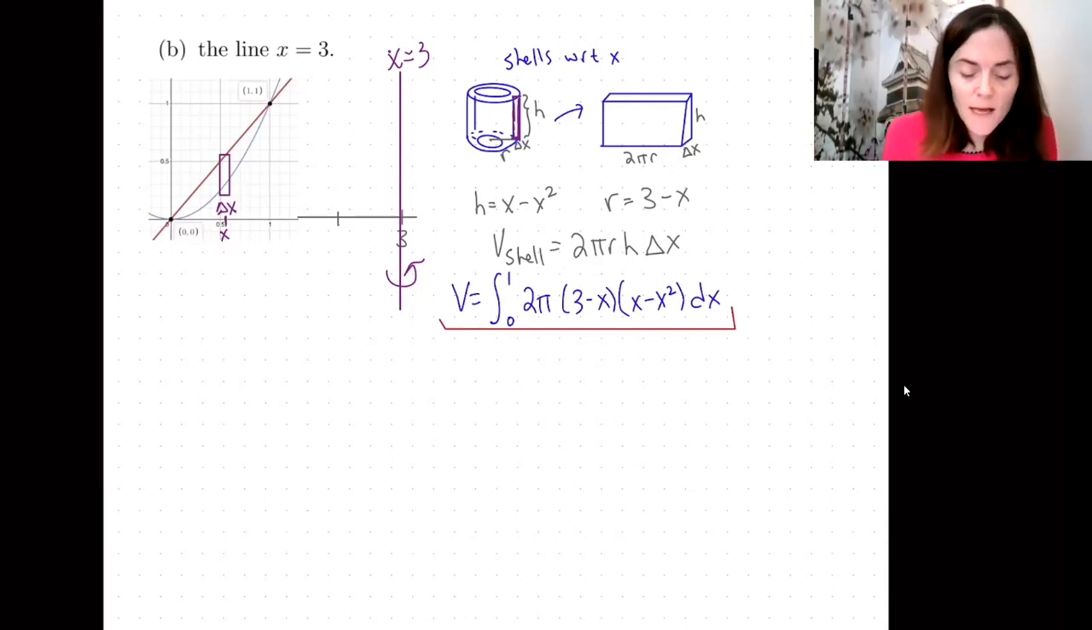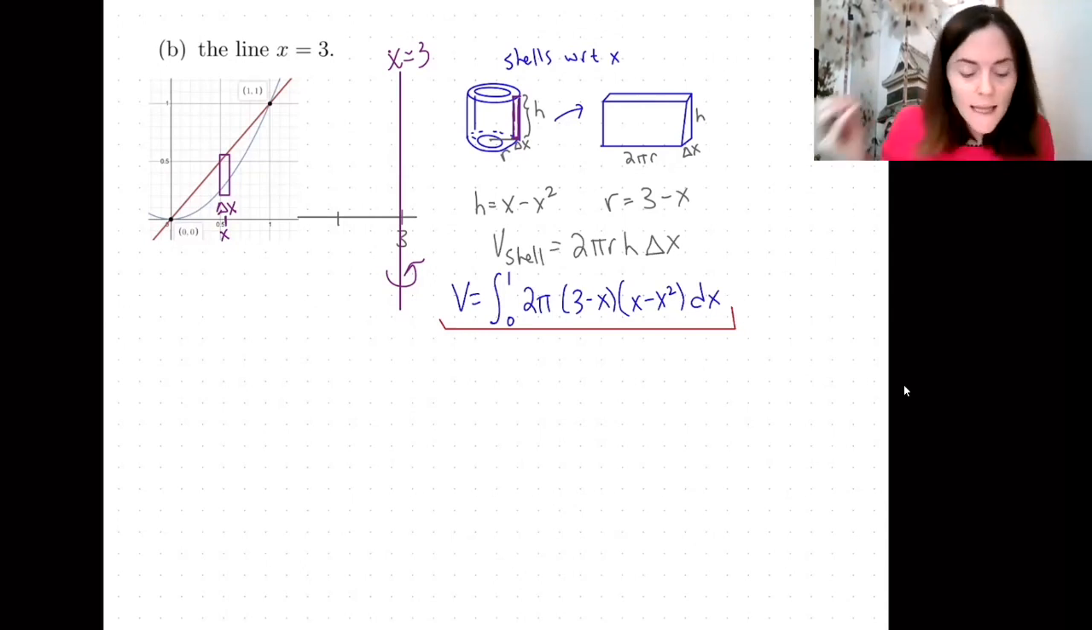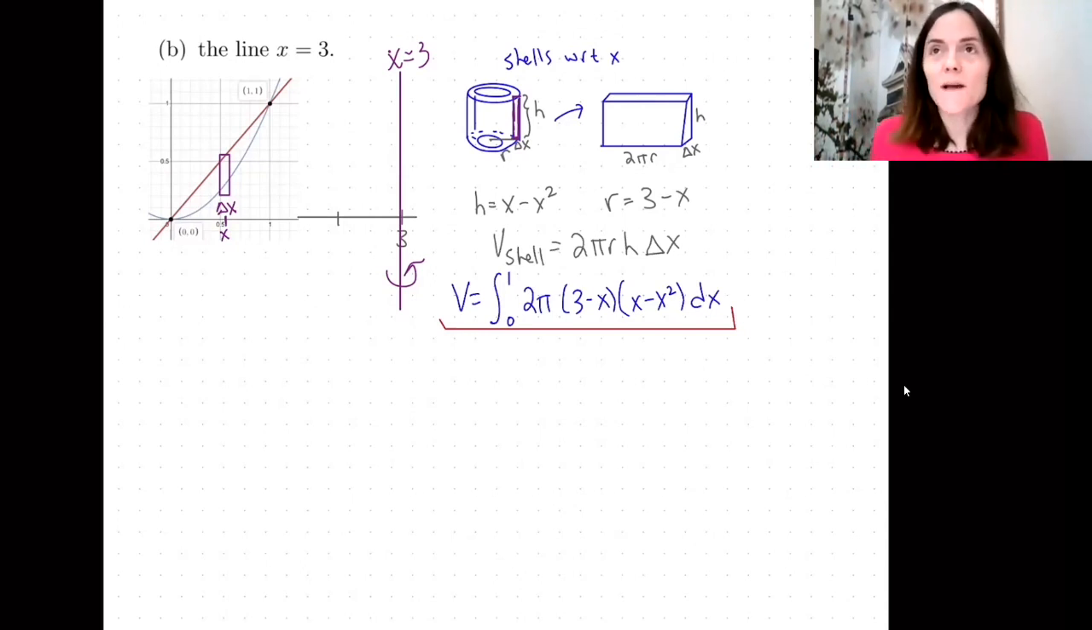As I mentioned, you could do washers with respect to y. That would be fine as well. But don't only know how to do disks and washers and think you're going to get by with everything, because it's very easy, for instance in the last problem, to ask questions that kind of force you to use shells. So make sure you understand both techniques.